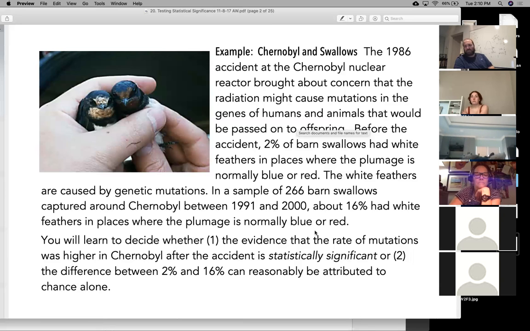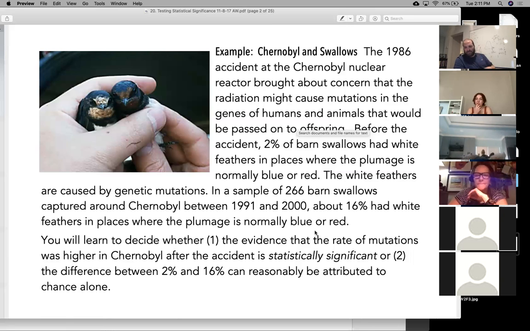And what that means is as follows. A statistically significant event is one that cannot be attributed to chance alone. For example, if I roll a die, a fair die, what's the likelihood that I'm going to get a heads?